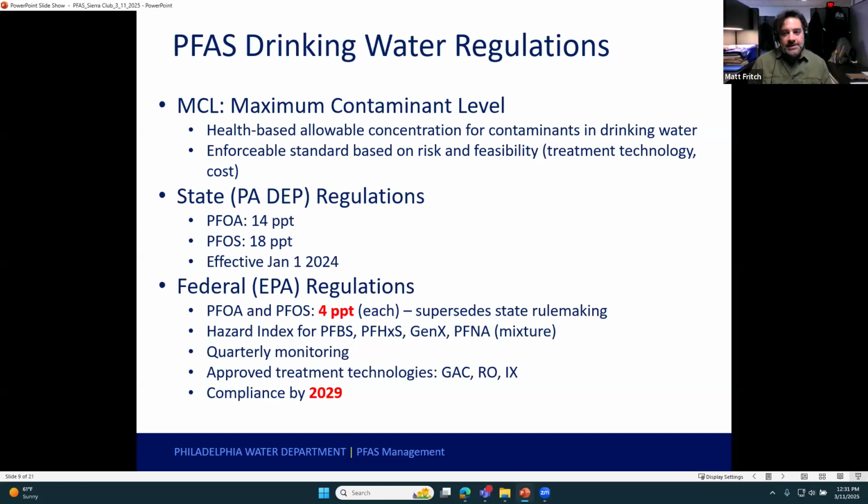So again, with PFAS, it was kind of an unusual situation where the states were often the first to act on making regulations for PFAS. So Pennsylvania came out with their regulations first. About a year later, the EPA came out with even more stringent regulations that will eclipse or replace the state regulations. So again, those two big compounds that we're looking at mostly are PFOA and PFAS, and the MCL is set for 4 parts per trillion, which for all intents and purposes is practically 0. And we must achieve compliance by 2029.